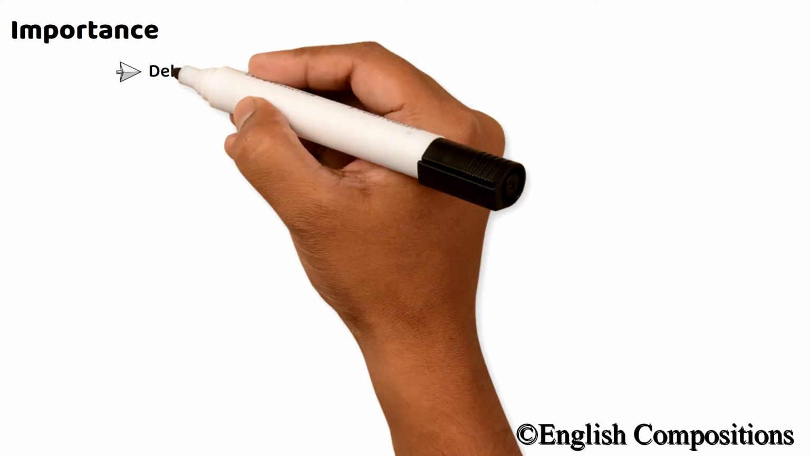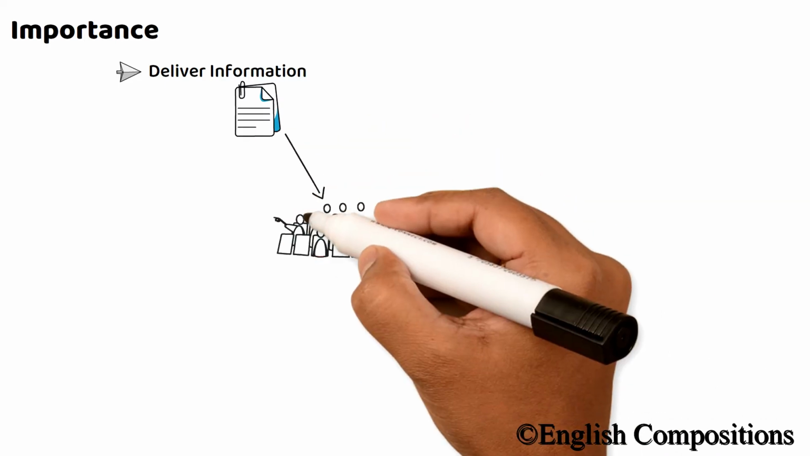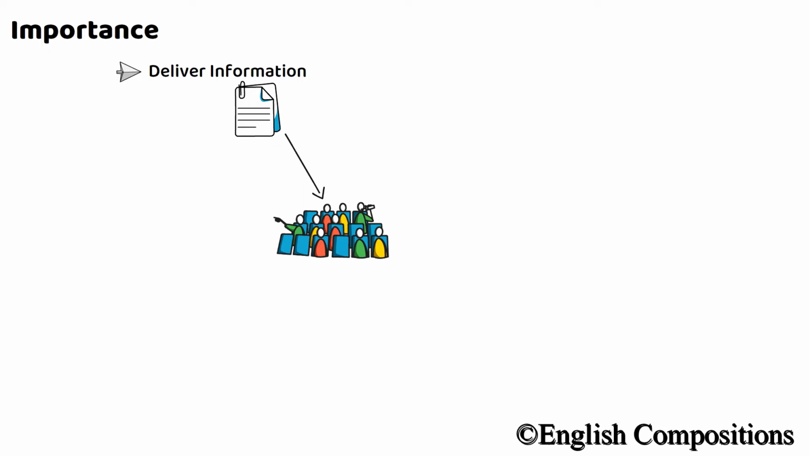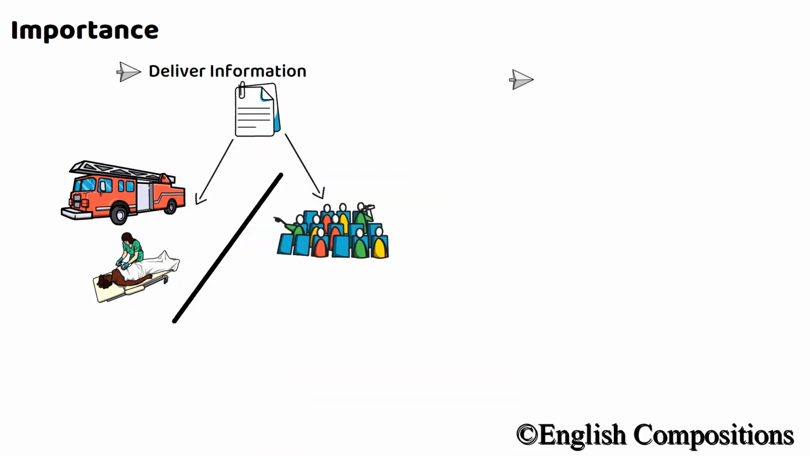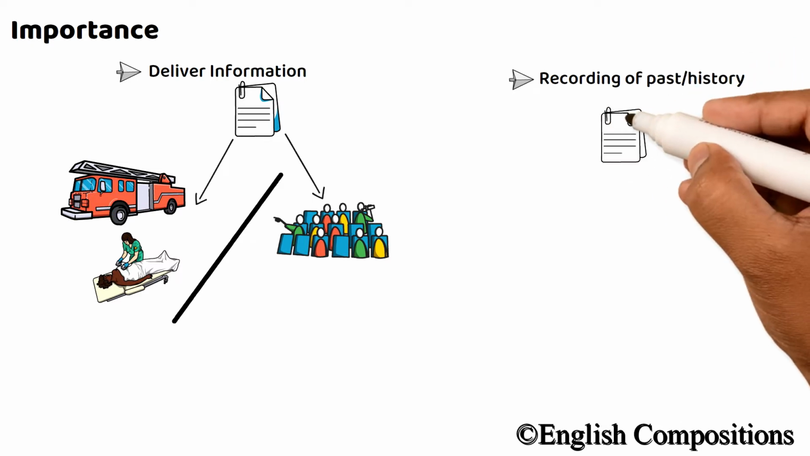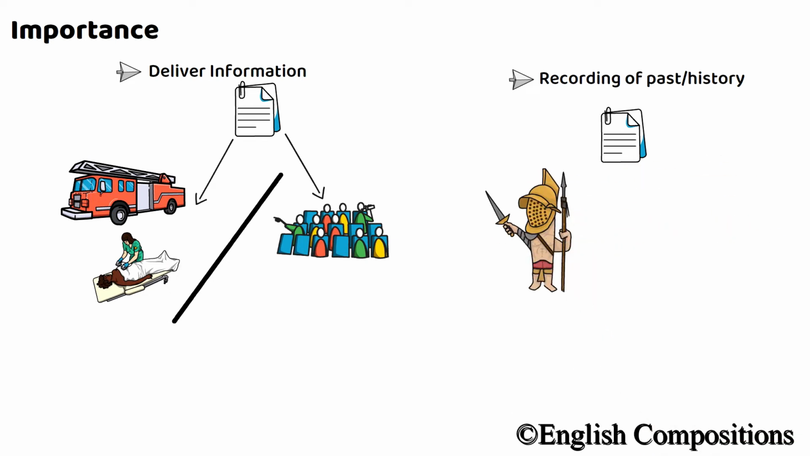So the importance of writing a report is to deliver information. The main purpose of a report is to reach the information to those people who were not present where the event or incident took place. Recording of past history. As report writing consists of history and facts of a project or any kind of event, it is useful for recording a past history with an overall summary of decisions.